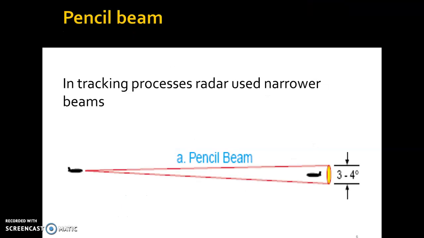So what do you mean by a pencil beam? In the tracking process, radar uses narrower beams, because narrower beams are very accurate. They are very focused and not scattered, about 3 to 4 degrees. There is a deviation of only 3 to 4 degrees, not more than that. So that is much more accurate as compared to larger beam width antennas.